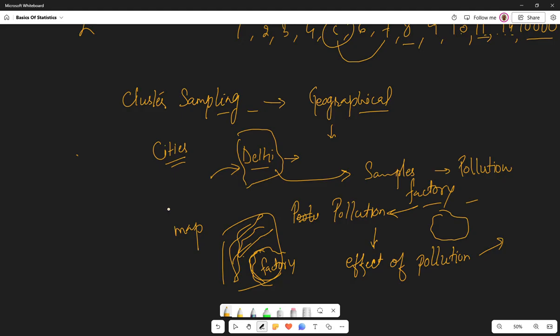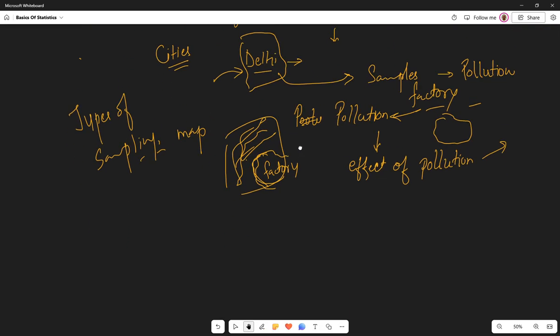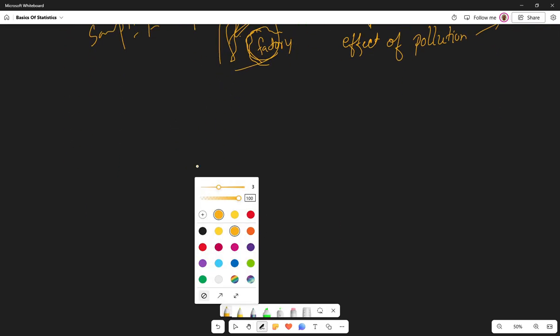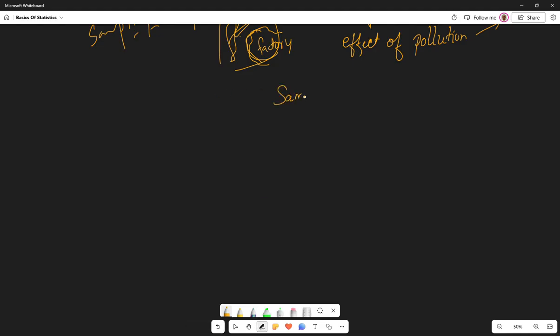So these are the four types of sampling. Just a quick recap of what we learned in this one: what is sampling, what is a sampling frame, what types of errors we can encounter in statistics and how to avoid them, and then types of sampling.